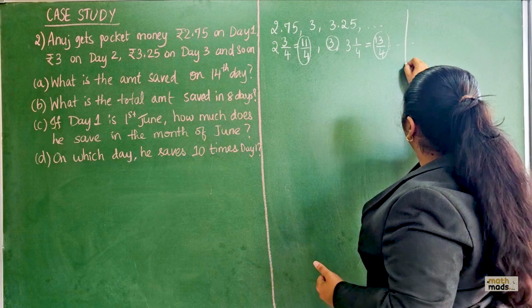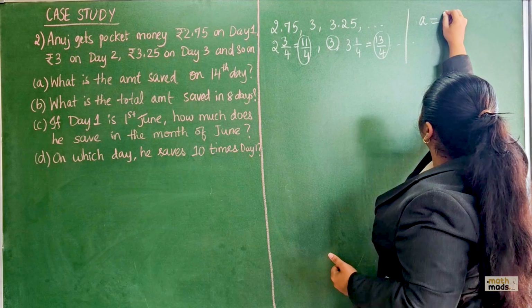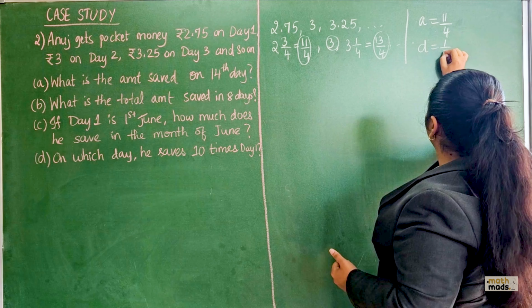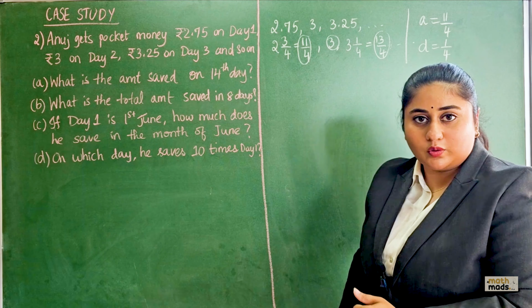So the value of the first term, that is a, will be equal to 11/4, and d will be equal to 1/4. 0.25 is nothing but 1/4.